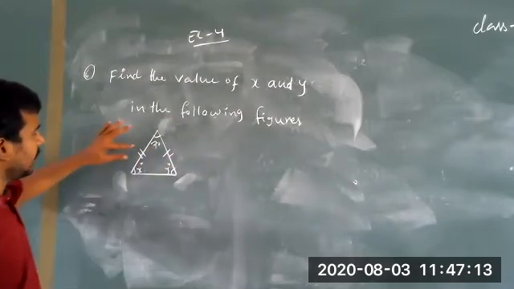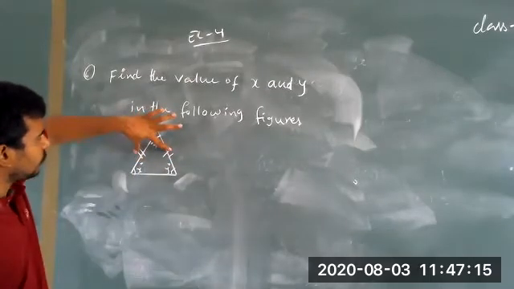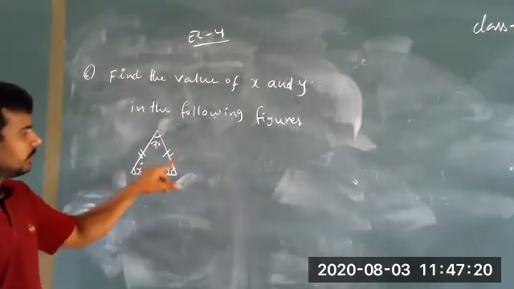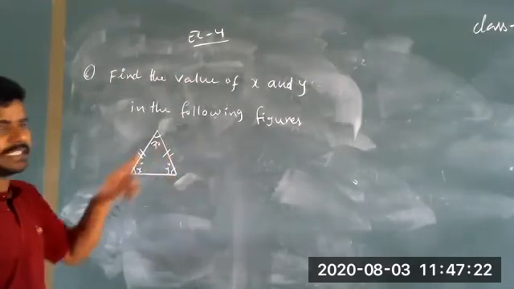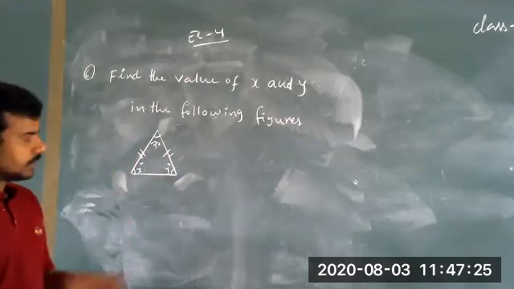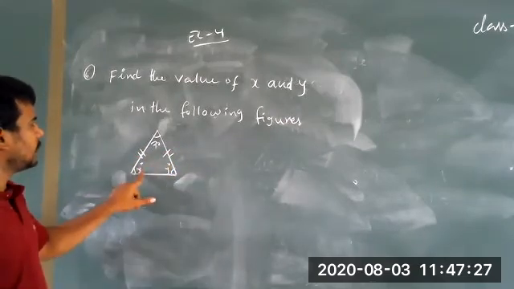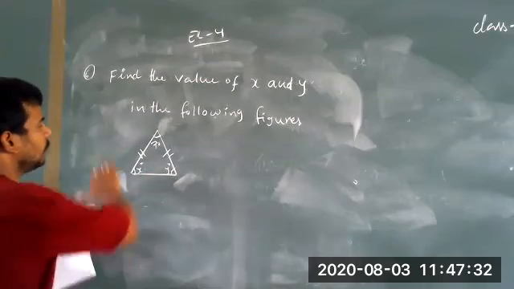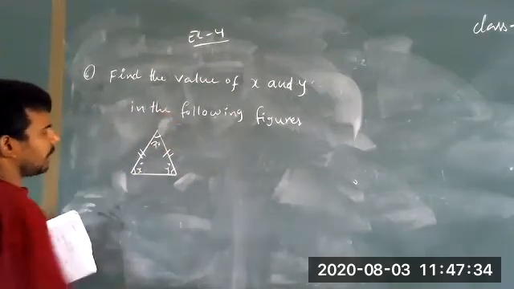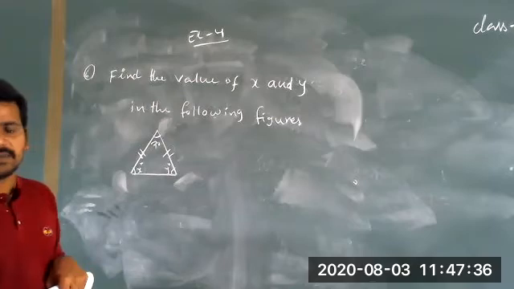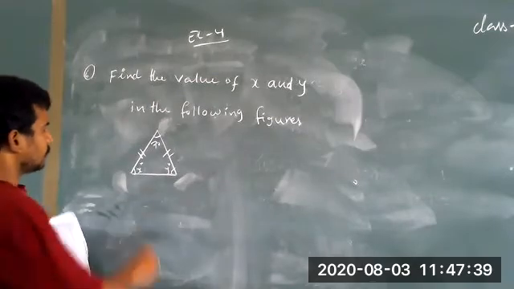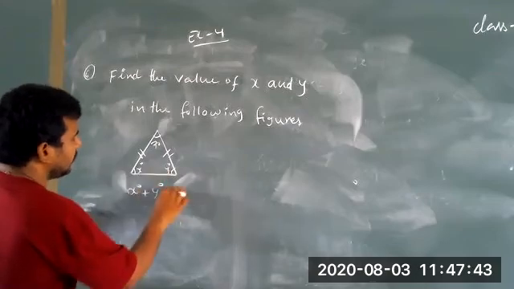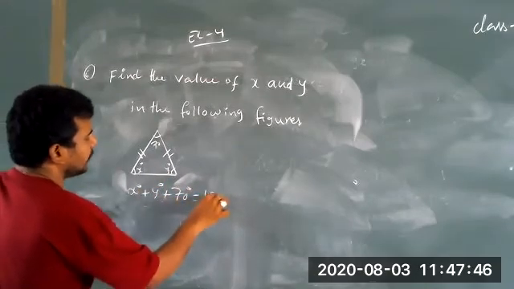Observe here, children, these two sides are equal. Here two lines are given, here two lines are given, so we know these two sides are equal. So these two angles are also equal. In a triangle, by the angle sum property, the sum of three angles equals how much, children? 180 degrees. So x degrees plus y degrees plus 70 degrees equals 180 degrees.